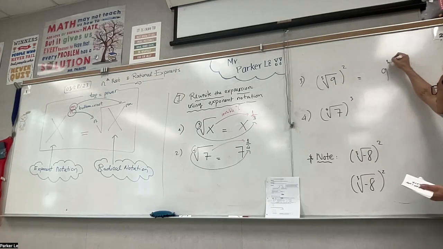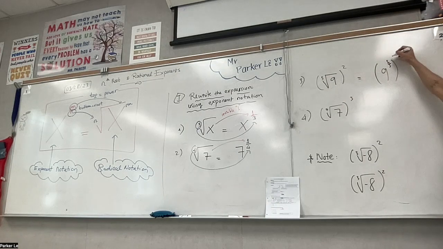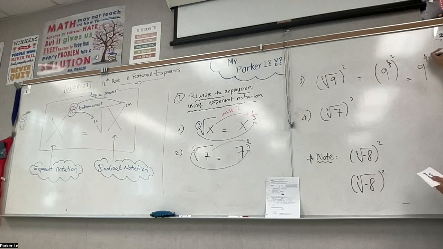So 1, and then the root power is 3, so 1/3, 1/3, 1/3. Then you still have the square. What can you do with a square? Remember this, unit 6? Did you multiply them or you add them? Multiply. You multiply them. So 1/3 times 2, which is 9/2. Okay, that's the answer.